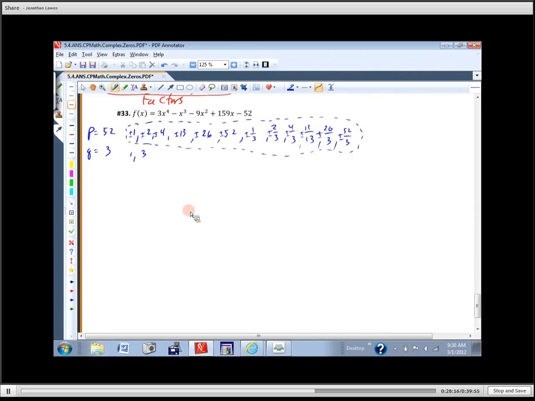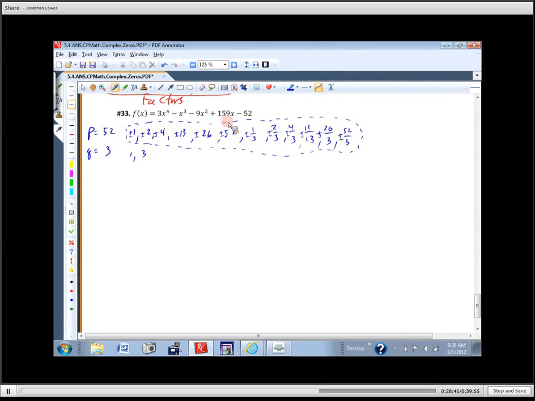Let's check 1. Now, if we plug in a 1, let's take a good look. 1's pretty easy because this is just going to be a 3. That's going to be a minus 10. That's going to be a 159 and a minus 52. Emily's our resident expert on this. Does 1 work? It doesn't work, because look how big this positive is. There are only a couple negatives to balance that out, so 1 is not going to work. Okay?